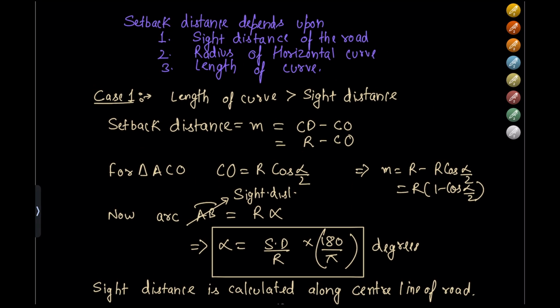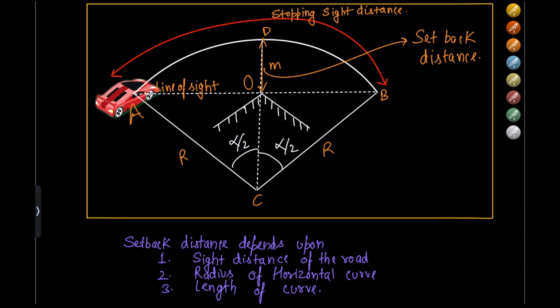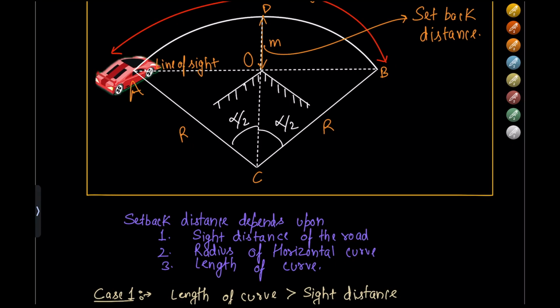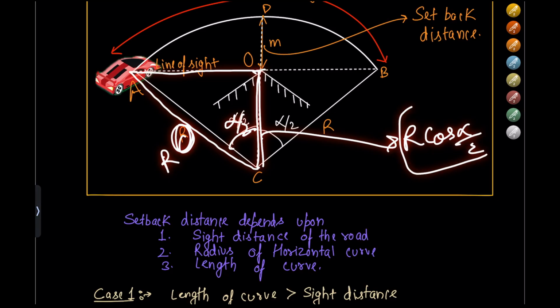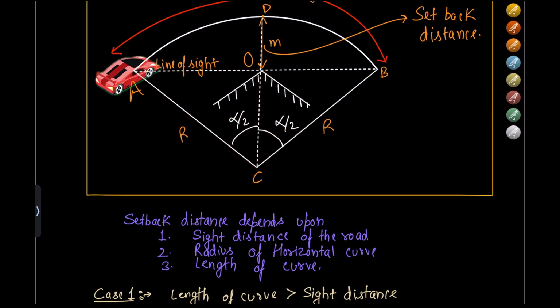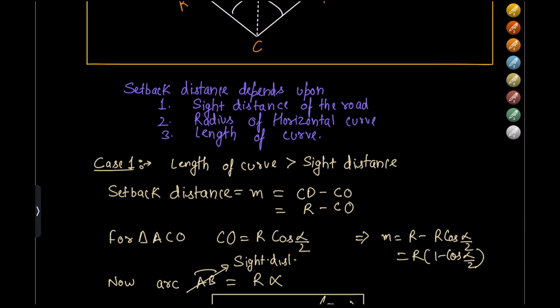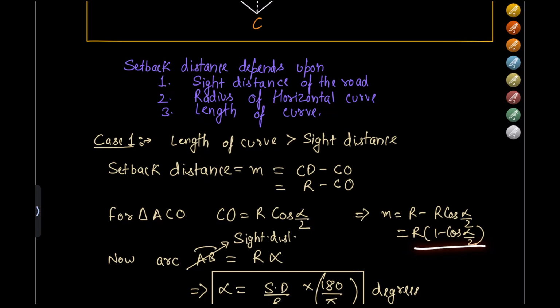So for triangle ACO, CO is equal to R cos alpha by 2. If we look at this triangle, this side is equal to R and this angle is alpha by 2. So this length automatically would be equal to R cos alpha by 2, right? And next, M can then be written as R minus R cos alpha by 2, which can further be written as R(1 minus cos alpha by 2).